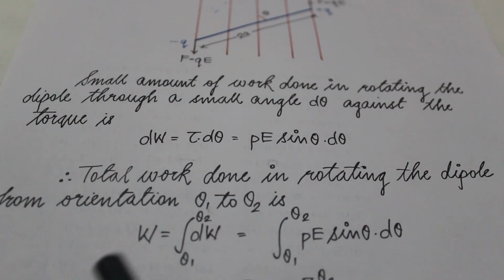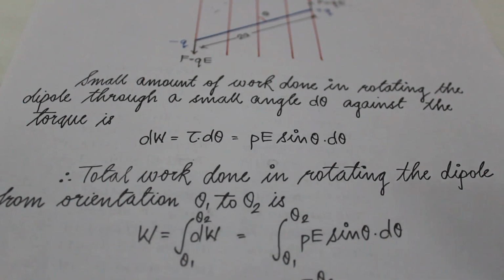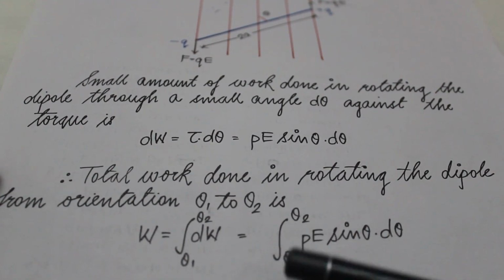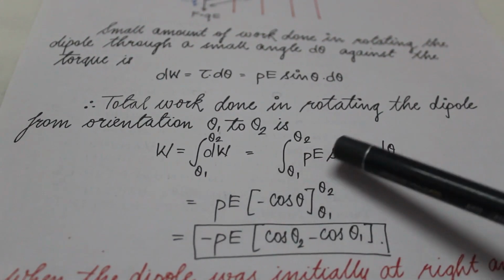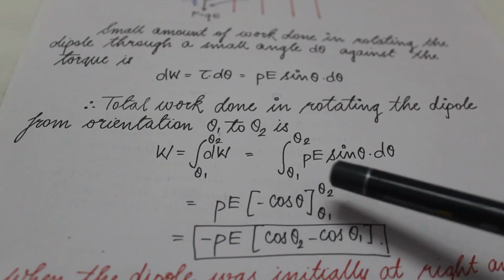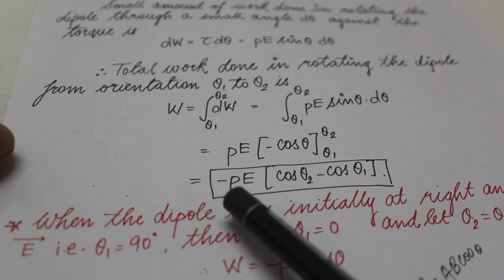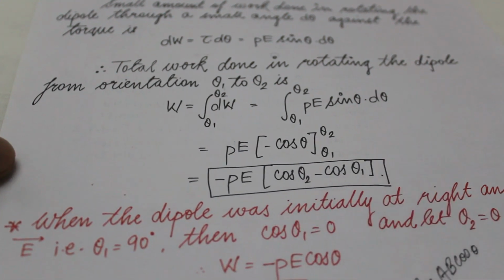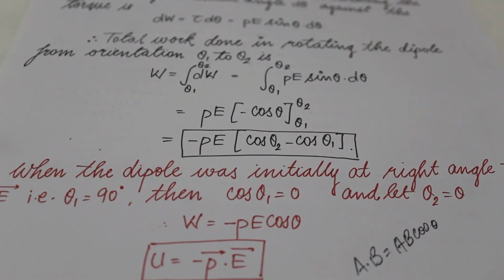So the work done will be the integration of dW from theta 1 to theta 2. It will be equal to the integration of pE sin theta d theta. pE is constant and the integration of sin theta is minus cos theta. So it will become minus cos theta from theta 1 to theta 2. On putting the limits, we'll get minus pE (cos theta 2 minus cos theta 1). So this is the formula for finding out potential energy of a dipole due to external electric field.